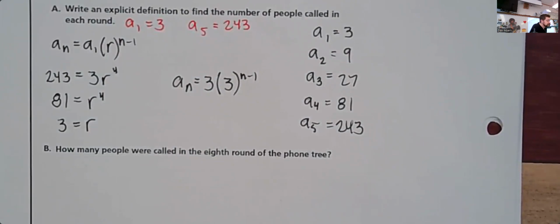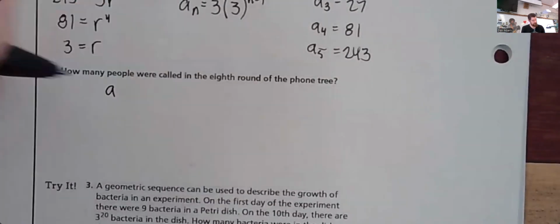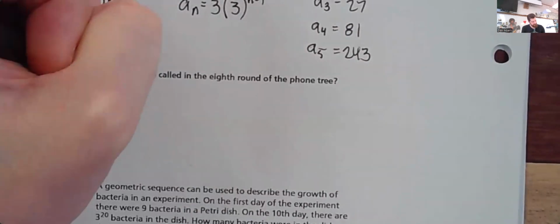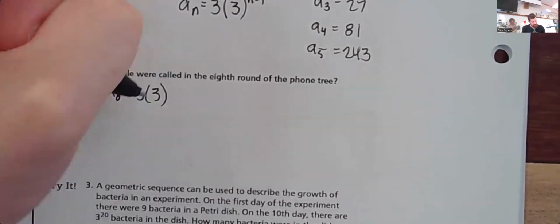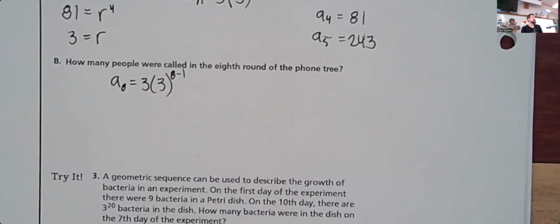Now from here, we want to know how many people were called in the 8th round of the phone tree. That's a big company, if it's a company. In the 8th round. So we're trying to figure out A sub what? 8. A sub 8 equals 3 times 3 to the 8 minus 1, or 3 to the 7th power.